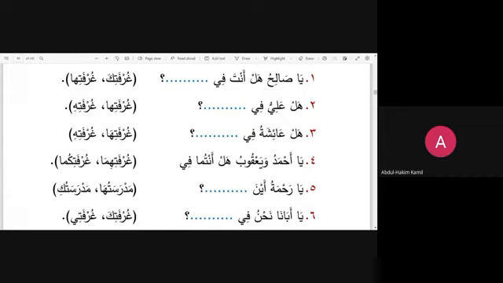Tayyib, number two, brothers and sisters online. Hal Ali fi ghurfatihi? Is Ali in his room? The third sentence: hal Aisha fi ghurfatiha? Is Aisha in her room?